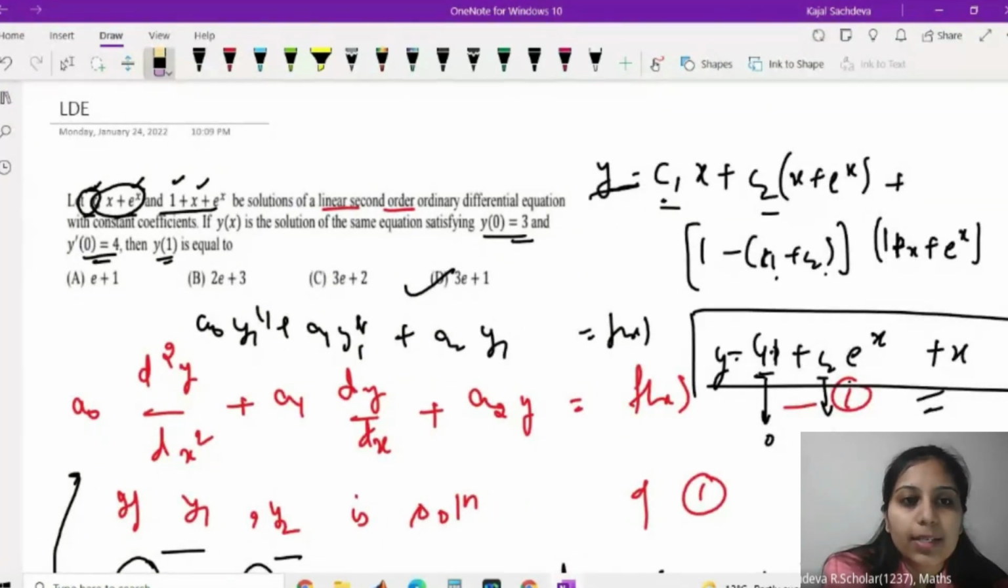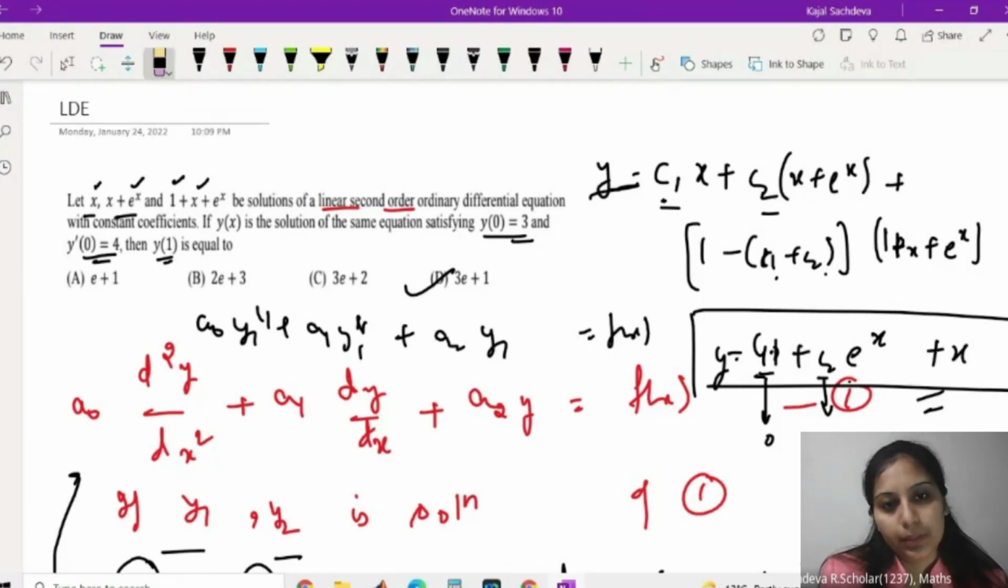First of all, remember a result. Any solutions of a linear differential equation with constant coefficients, where the homogeneous part and non-homogeneous part both are given, their linear combination will be a solution if the convex combination is 1. If y1, y2, yn are solutions of an nth order linear differential equation with constant coefficients, then their combination C1 y1 plus C2 y2 plus Cn yn is its solution if C1 plus C2 plus Cn is equal to 1.